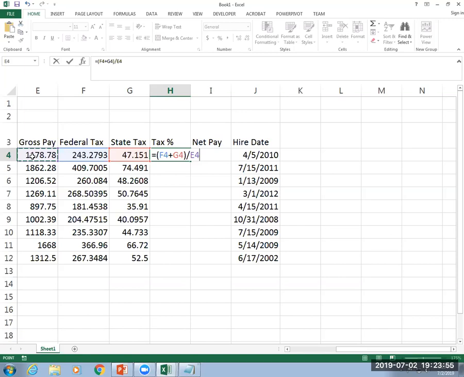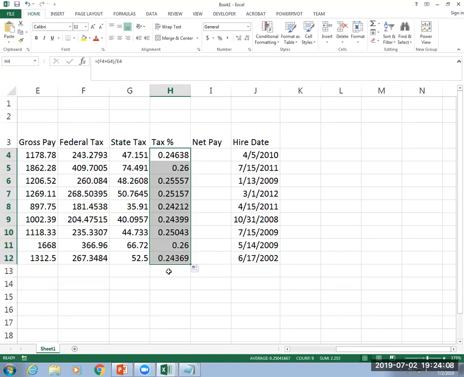So again, the equation is equals the quantity of F4 plus G4, divided by E4. So we got 0.24638, which is 26% for this guy and 24.3% for this guy and so on. All right, let's see here.